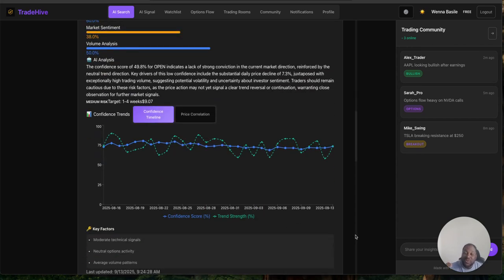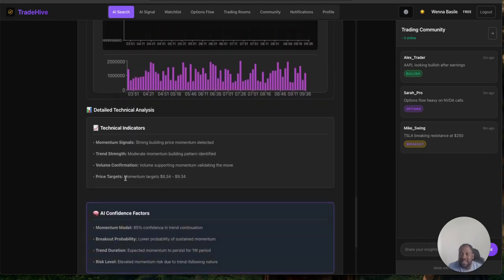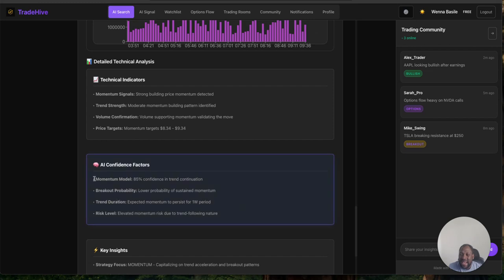This is to put you in the middle of the trading decision that you are about to make. So detailed technical, again, this is driven by AI. I built the AI in a way where you look at all the information that is there, right? Momentum signal, trend signal, what people are saying, volume confirmations, price target, right? AI confidence model, right? We said it earlier. Confidence momentum in the next week, I think 85%, but will it be down or up, right?